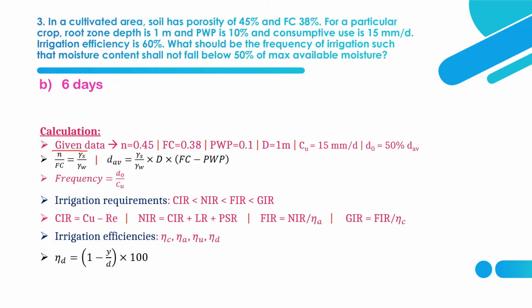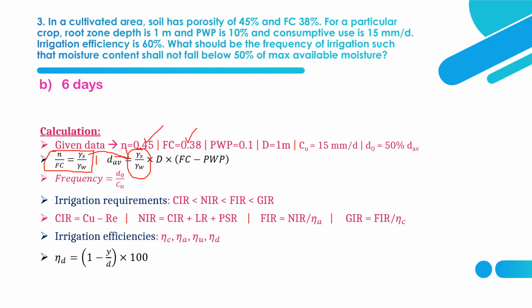n by Fc is equal to gamma S by gamma W. So what is n here? n is porosity, Fc is field capacity, gamma S is unit weight of soil present below the ground, and gamma W is unit weight of water. Here they have given n and Fc only. There is no mention of gamma S. So we have to use this relation to get gamma S by gamma W, that is n by Fc. We know n, we know Fc, so we get gamma S by gamma W. Just substitute this value here.